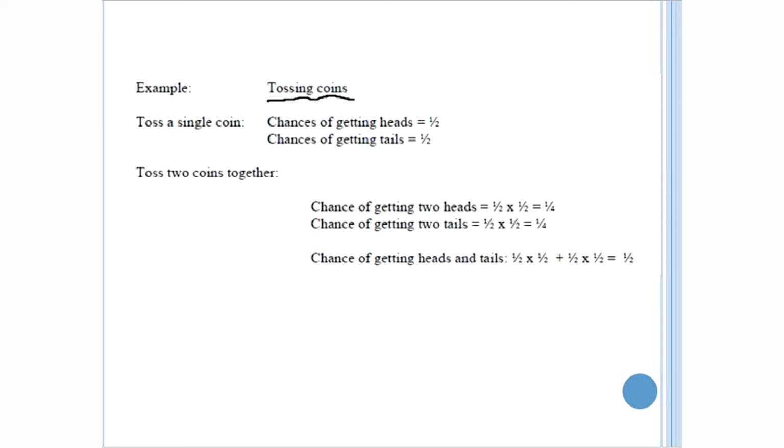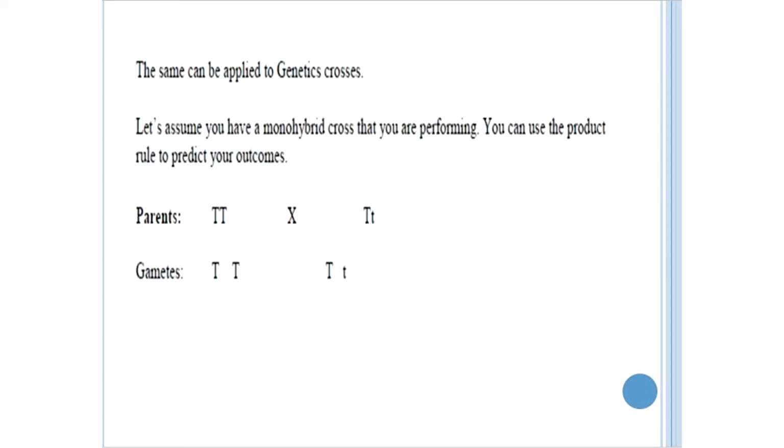Or put another way, looking at genetics problems specifically, tossing coins, I've mentioned that. Your chance of getting a head is 1/2, a tail is 1/2. 2 heads in a row, 1/2 times 1/2, or 1/4. 2 tails, 1/2 times 1/2 equals 1/4. Heads and tails, 1/2 times 1/2 plus 1/2 times 1/2, that equals 50%. You can apply this to genetics problems as well.